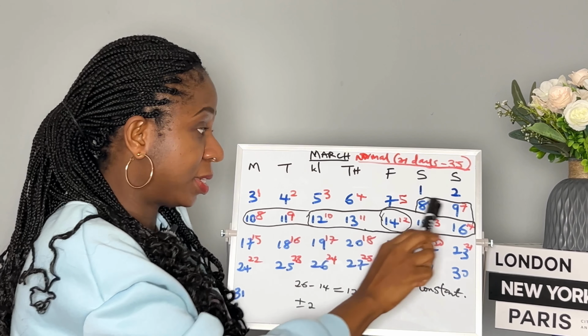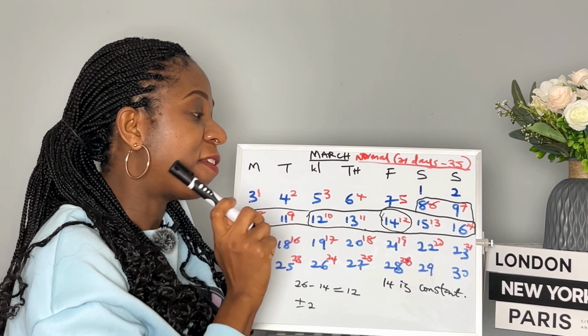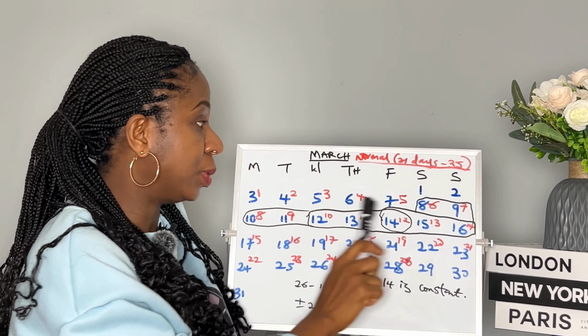These days circled are possibly her fertile days. She's highly fertile on these days.